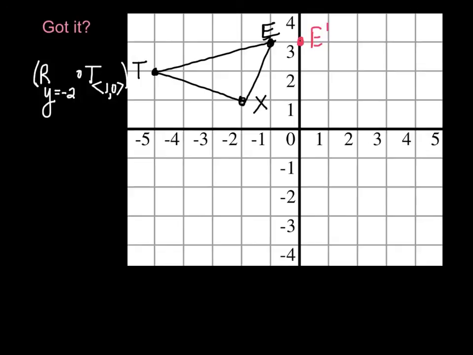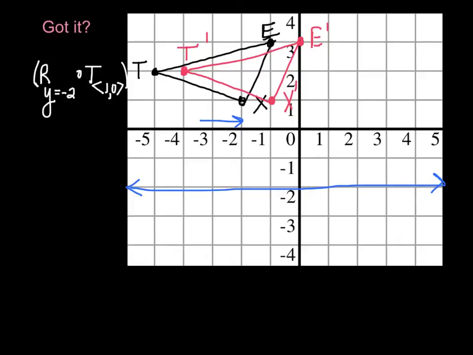So E prime would be here. X prime would be there. T prime would be there. So triangle T prime, E prime, X prime will be translated right 1 unit. Now, the next part of this is reflecting over the line y equals negative 2. So there's my line of reflection. We're going to reflect it over that. Now notice that I translated everything this way. Notice that this right here is parallel to the line of reflection. That's what a glide reflection is.